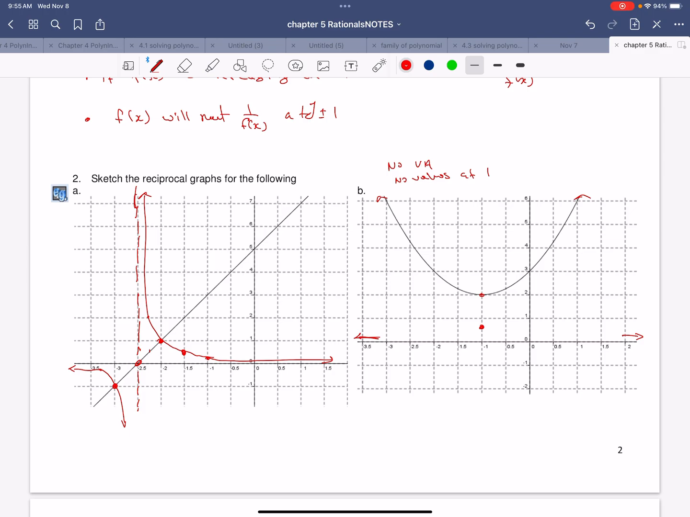And then I could take another point, which is at 3, negative 2, 3. It's going to be negative 2 and 1/3. So your graph is going to be like this. And since this is decreasing, my function is going to be increasing. My reciprocal is going to be increasing. And since this is increasing, my reciprocal is going to be decreasing.